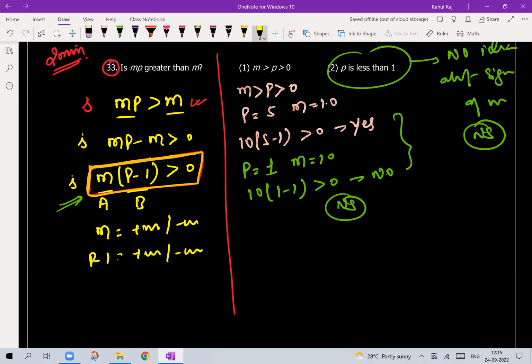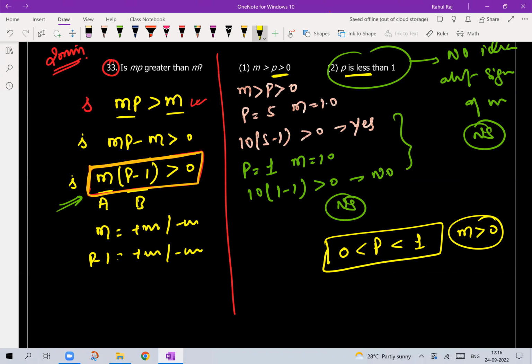P is less than 1 in option number 2, and option number 1 says P is greater than 0. When I combine this, can I say values of P lie between 0 and 1? Is this very clear? Anyone, any doubt in the combination part? And I know that M is greater than 0. That's absolutely known to me. That's a different stuff. But P lies between 0 and 1, M is greater than 0.